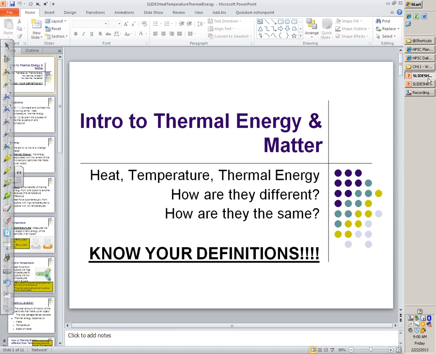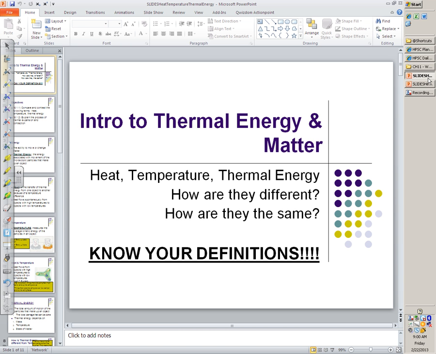What about heat? What does heat tell you? Kraft, go ahead. The transfer of thermal energy from one object to another. Transfer of thermal energy from one object to another. We're going to spend most of the period today talking about heat and how that gets done. How do we transfer thermal energy from one object to another?